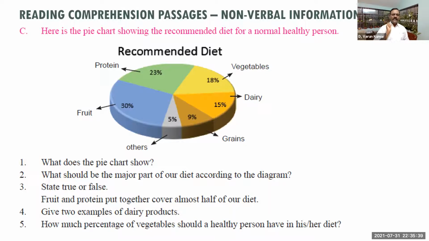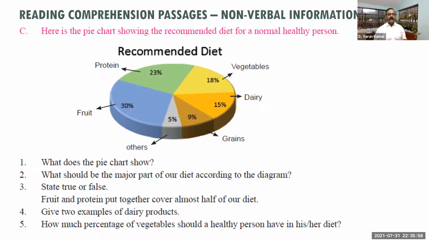The highest percentage is with fruit. So fruit actually is the answer for this. Third one, state true or false. Fruit and protein put together cover almost half of a diet. So let us add fruit 30%, protein 23%. So 53%, it is half of our diet.